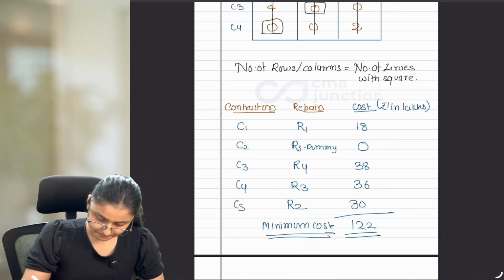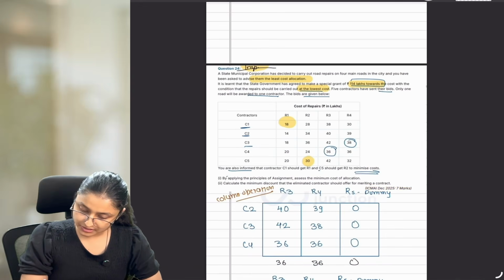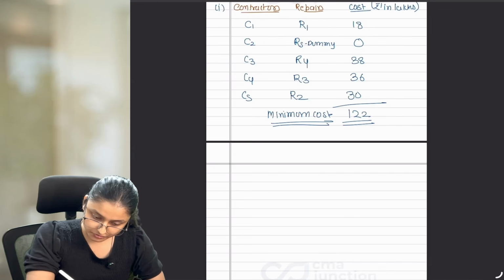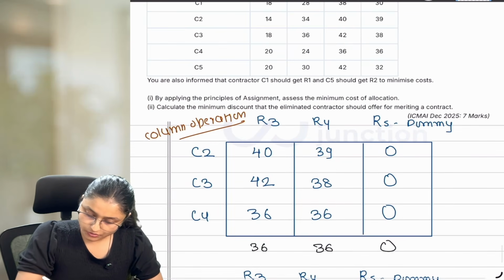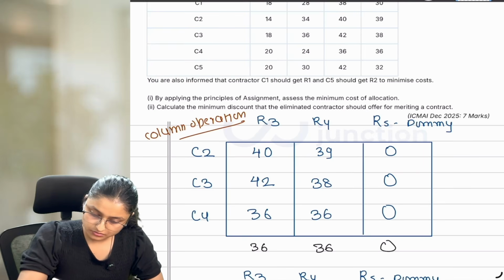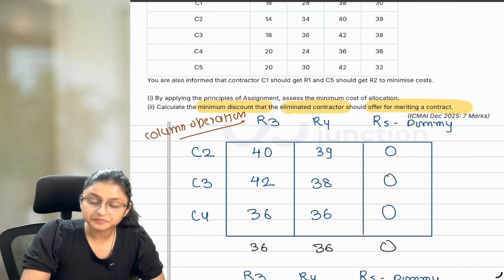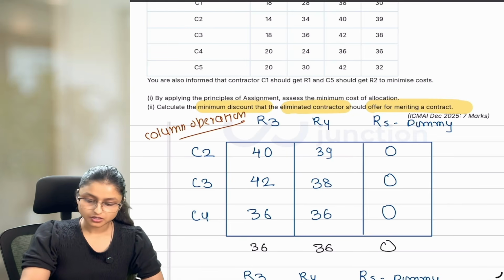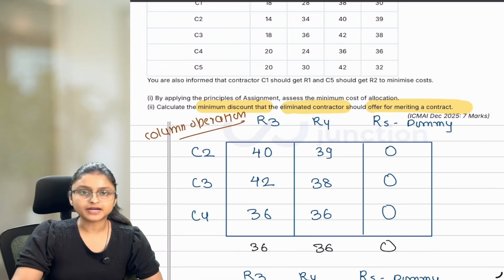Okay? Now, after this, by applying the principle of assignment, assess the minimum cost, that to be calculated. So this is our first part of the answer. Now let's see the second part of the question. Calculate the minimum discount that the eliminated contractor should offer for meriting a contract. Meriting a contract matlab, to get a contract, what is the minimum discount our eliminated contractor should give?